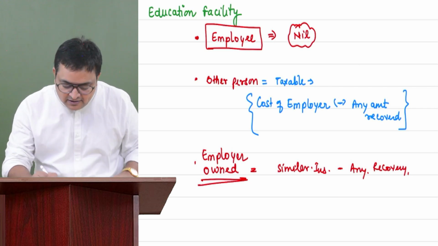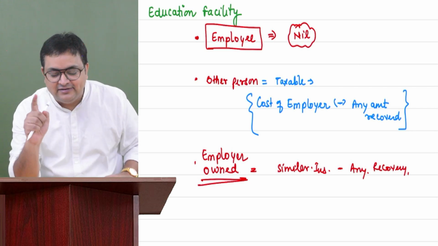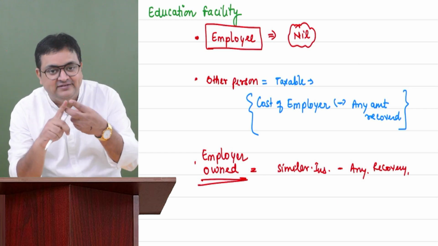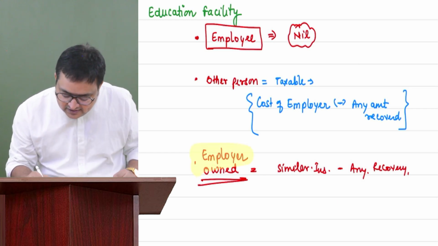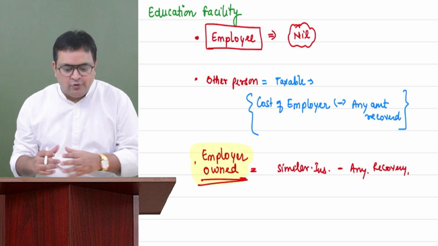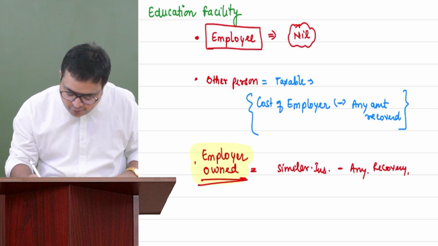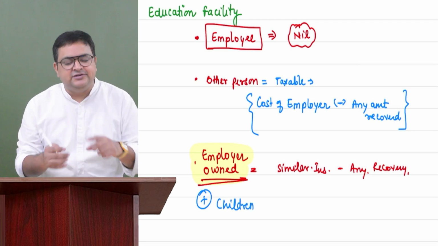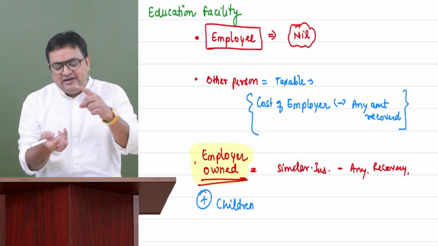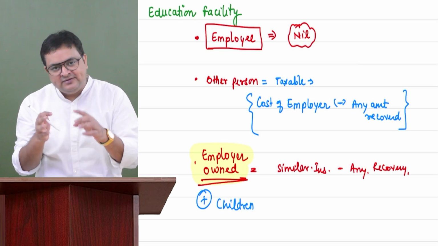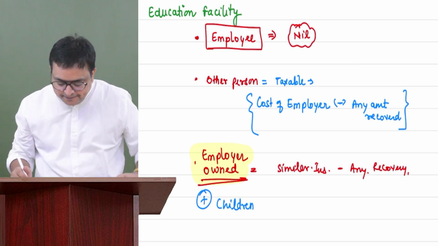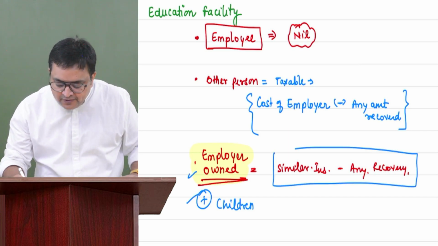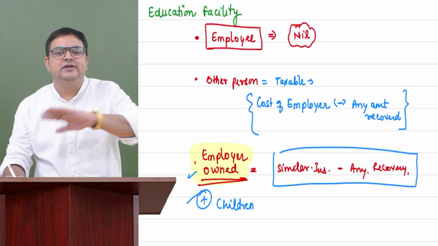I'm again repeating, this 1000 criterion will only come into the picture when these two conditions are satisfied. First, the institution is owned by the employer. Second, it is provided to the children of the employee. And children, you all understand, in the Income Tax Act, we take stepchild and adopted child also as children, not grandchildren, right? Okay. So if both these conditions are satisfied and if this value is up to 1000 rupees, then you can exempt it.